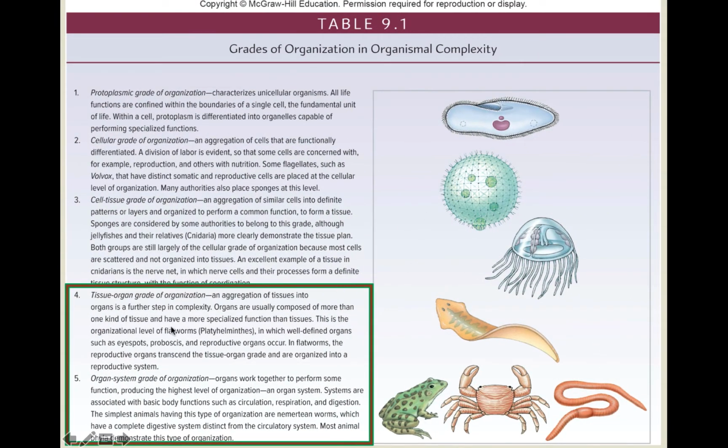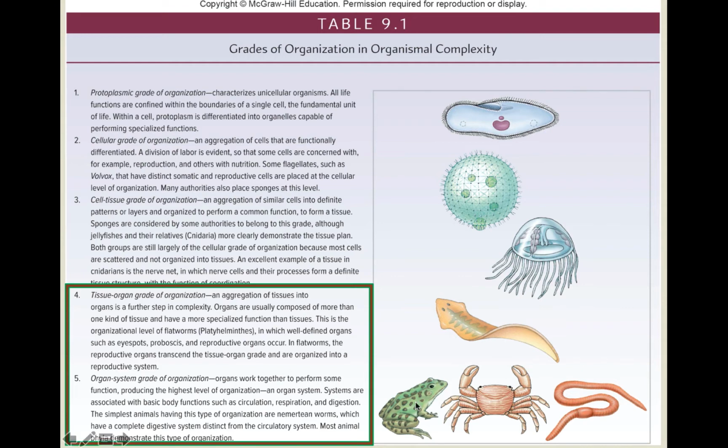Most animals, however, fit into these latter two organizational categories, and I'm going to kind of combine them. It's the tissue organ grade or the organ system grade. Really the only difference between 4 and 5 is that in 4 you may have, say, a digestive tract, but in 5, you're talking about an organism with a digestive tract that has very specific organs that serve very specific functions in that digestive process.